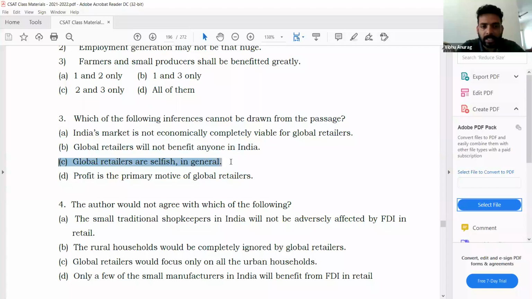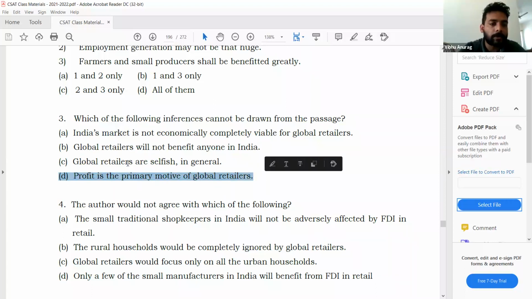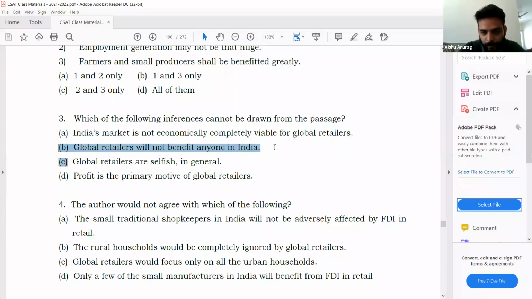C, global retailers are selfish in general. Yes, he does believe that, because he's saying they'll only serve areas that are profitable, and they will focus on building their own last mile, not the national supply chain infrastructure. So C is correct. And D, profit is the primary motive of global retailers. Yes, he does believe that as well, because he's saying they can't function in areas where they can't make a profit. So A, C, and D are valid inferences. B cannot be inferred. So third answer is B, that global retailers will not benefit anyone in India.